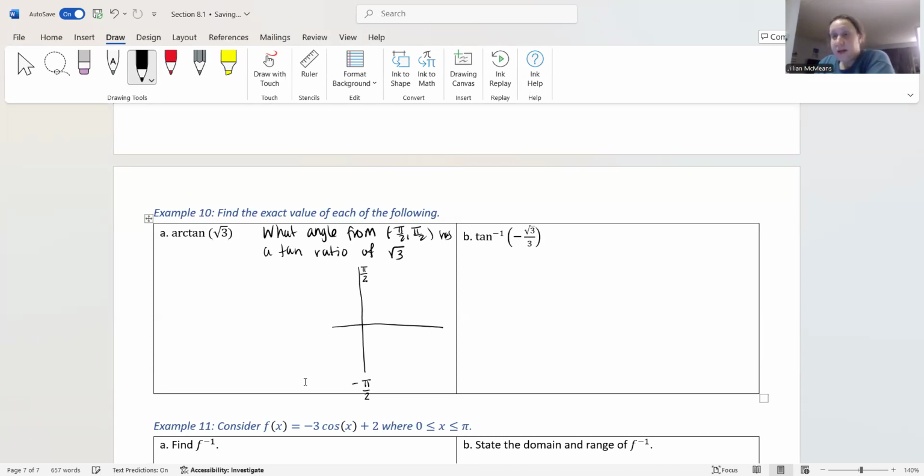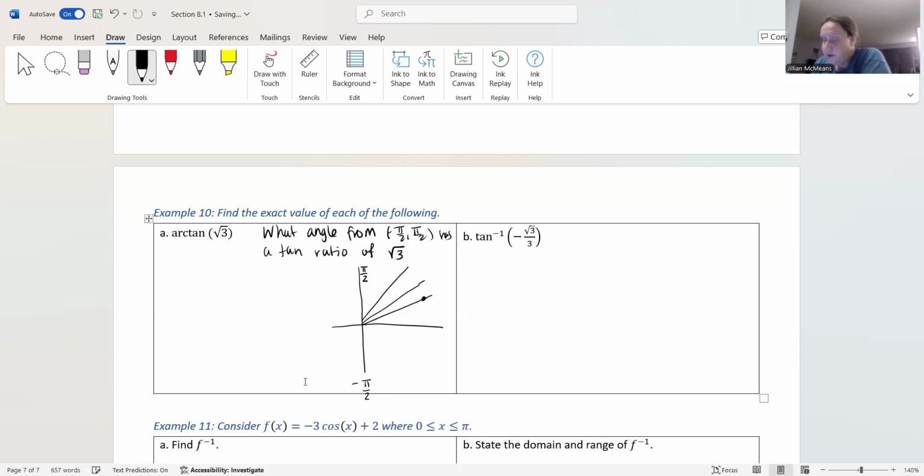Okay, well, tangent is positive, so tangent has those positive ratios in quadrant 1. So we can just forget about quadrant 4. That's not where this angle is going to live. It's going to be somewhere in quadrant 1. So let's recreate quadrant 1.